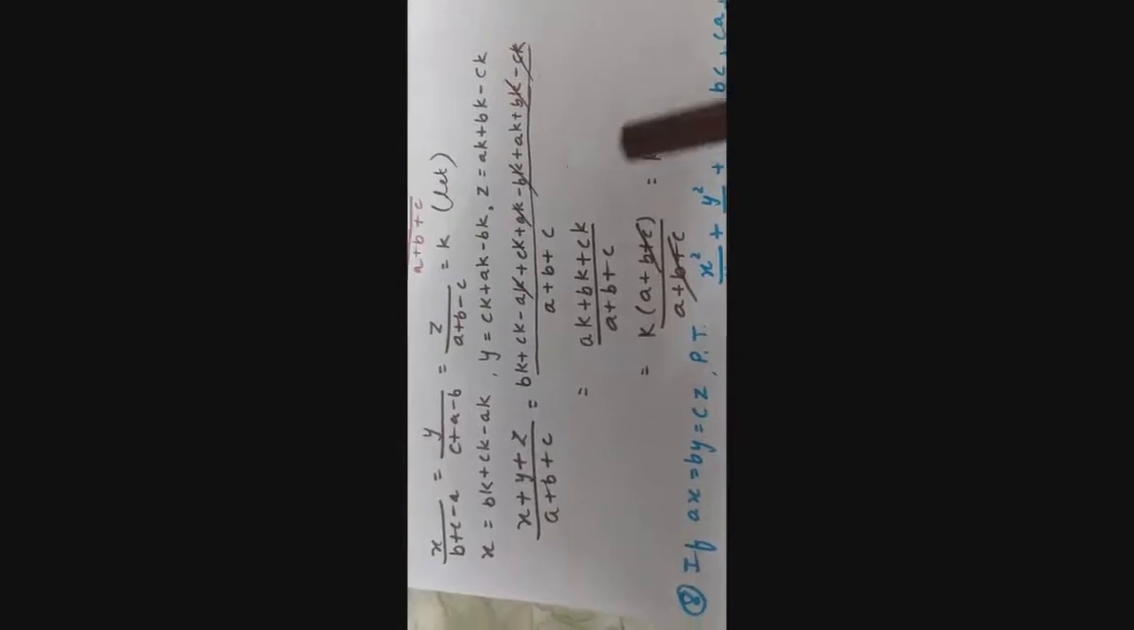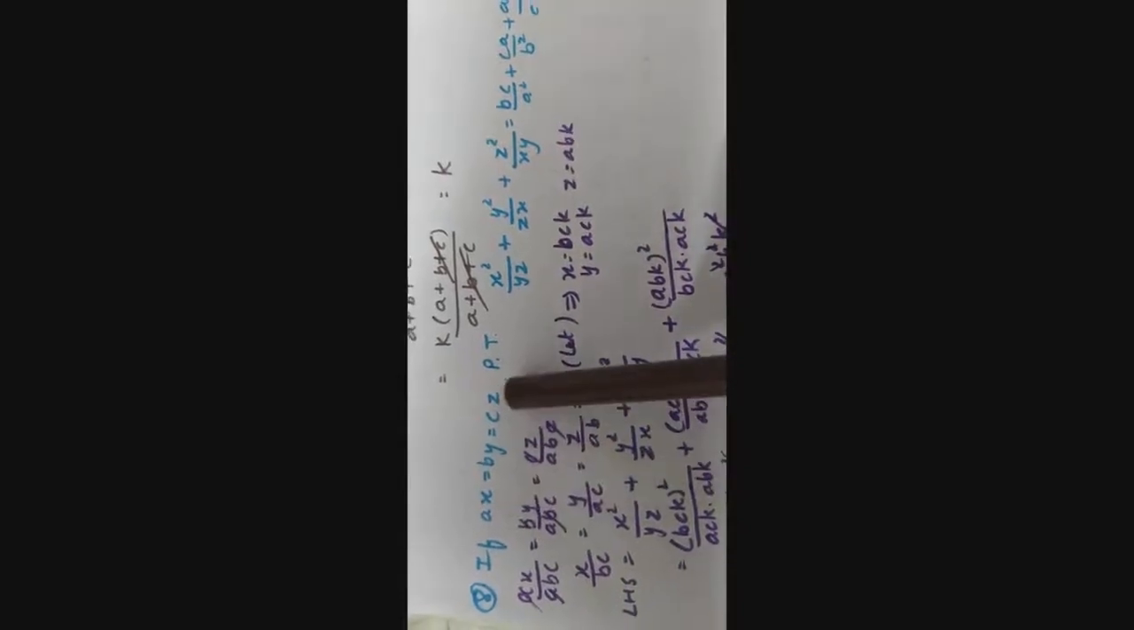Now again go to the question and understand what they asked to find out: that if these three ratios are equal, and what we have taken, the three ratios equal to k, then we have to show this result is also equal to each ratio. Means if each ratio is equal to k, then this result is also equal to k, which we have shown. Done.